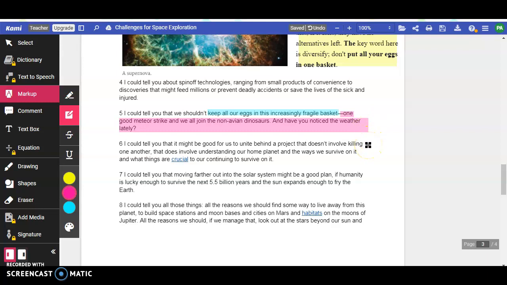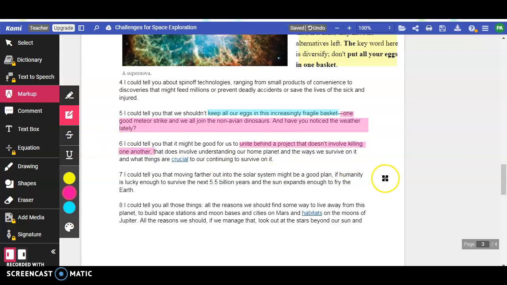I could tell you that it might be good for us to unite behind a project that doesn't involve killing one another, that does involve understanding our home planet and the ways we survive on it, and what things are crucial to our continuing to survive on it. Notice there's a little bit more of that humor about uniting behind a project that doesn't involve us killing one another.